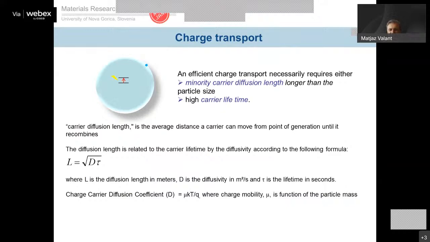So the solution here would be to produce hematite particles that would have very small dimensions. We're talking here about maybe 10, maybe 20 nanometers in dimensions. With such small particles, despite the very high probability for recombination, the carrier diffusion length would still be longer than the particle size. Okay.